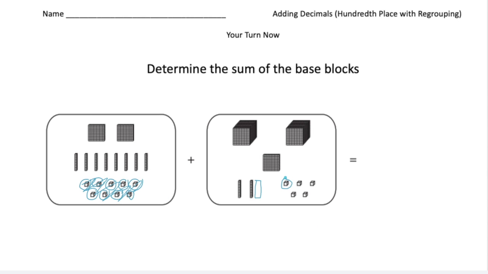But notice we still have 4 hundredths remaining. We have 1, 2, 3, 4. So I know that the hundredths place is going to be a 4. All right, now let's add up the tenths places. So we need to count up these little skinny blocks. So we have 1, 2, 3, 4, 5, 6, 7, 8, 9, 10, and 11.